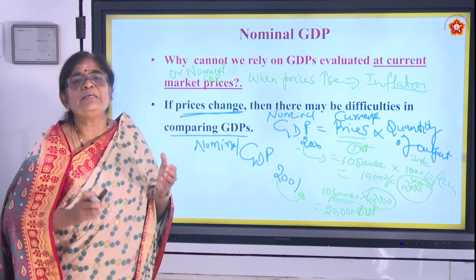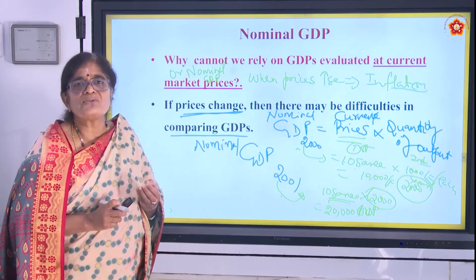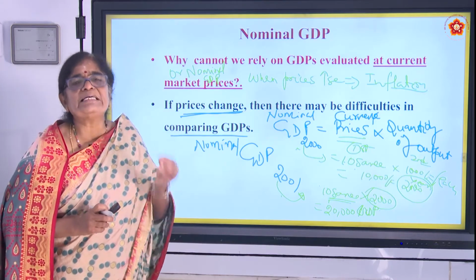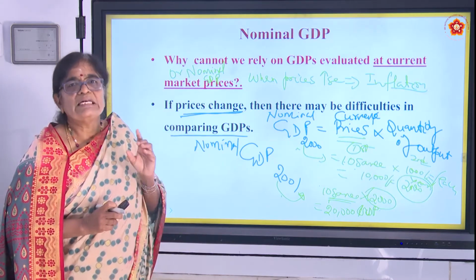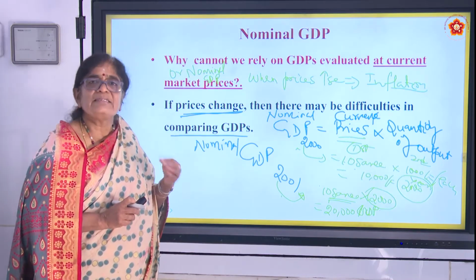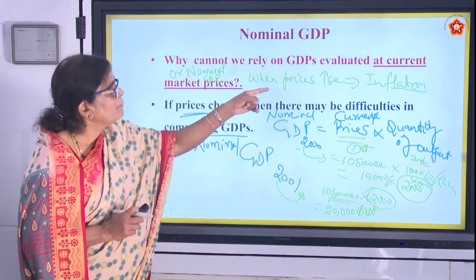We can't say GDP has grown or the economy has grown, because nominal GDP can also increase merely by increasing the prices of commodities due to inflation, that is, money value has declined. Indian currency value has declined because the prices have gone up. That is what is meant by inflation.